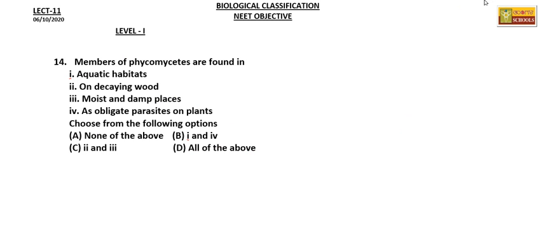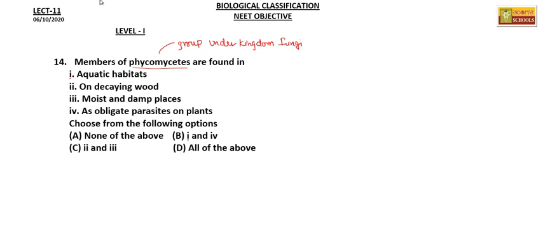Next question, members of Phycomycetes are found in. So we know these Phycomycetes are grouped under kingdom fungi. So these are a group of fungi under kingdom fungi. Okay, and let's see the characters of these Phycomycetes.